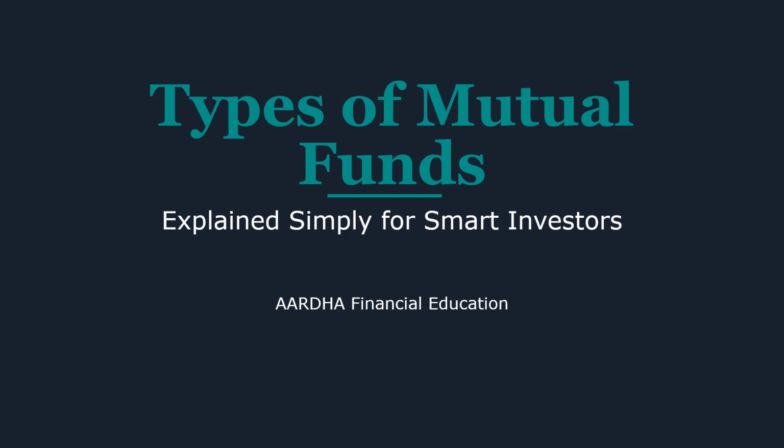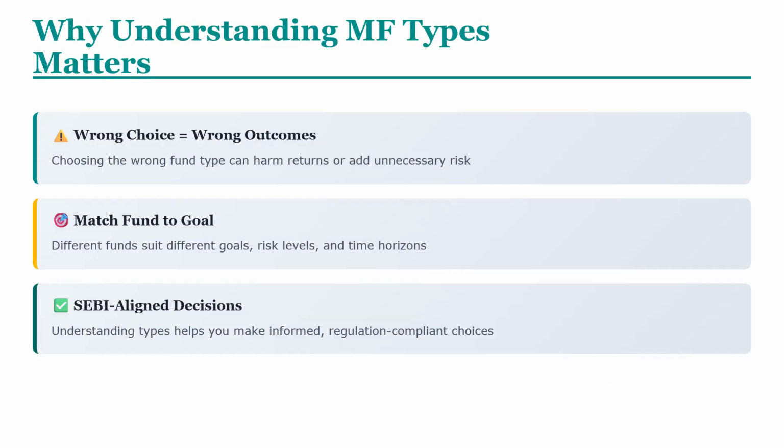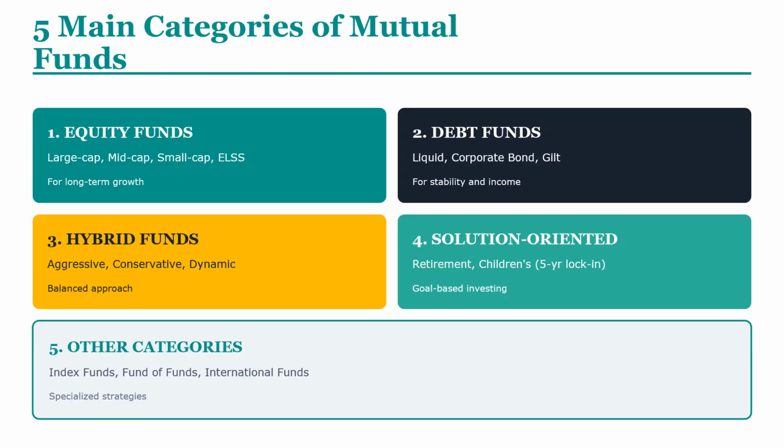In this video, we will see what the various types of mutual funds are and which one best suits your needs. First of all, why does understanding the various types of mutual funds matter? Because wrong choices will give wrong outcomes. Choosing the wrong fund type can harm your returns or add unnecessary risk, which you might not be prepared for. Match fund to goal. Different funds suit different goals, risk levels, and time horizons. Also take SEBI-aligned decisions. Understanding types of mutual funds helps you make informed, regulation-compliant choices.